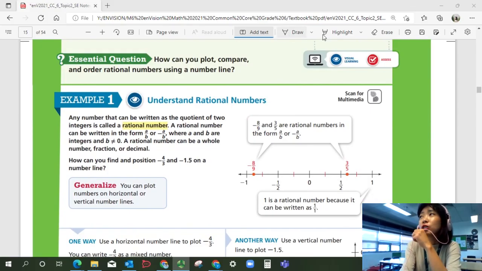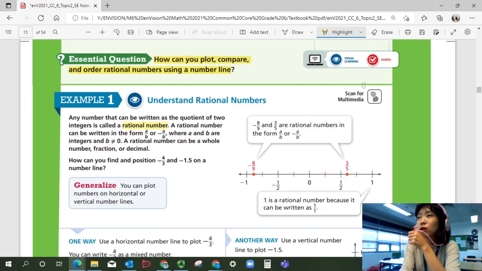The lesson essential question. How can you plot, compare, and order rational numbers using a number line? Let's look at example 1. Understanding rational numbers. What are rational numbers? Rational numbers are any number that can be written as the quotient of two integers, which means they can be written as a fraction. A rational number can be written in the form a over b or negative a over b, where a and b are integers, and b shouldn't be 0.